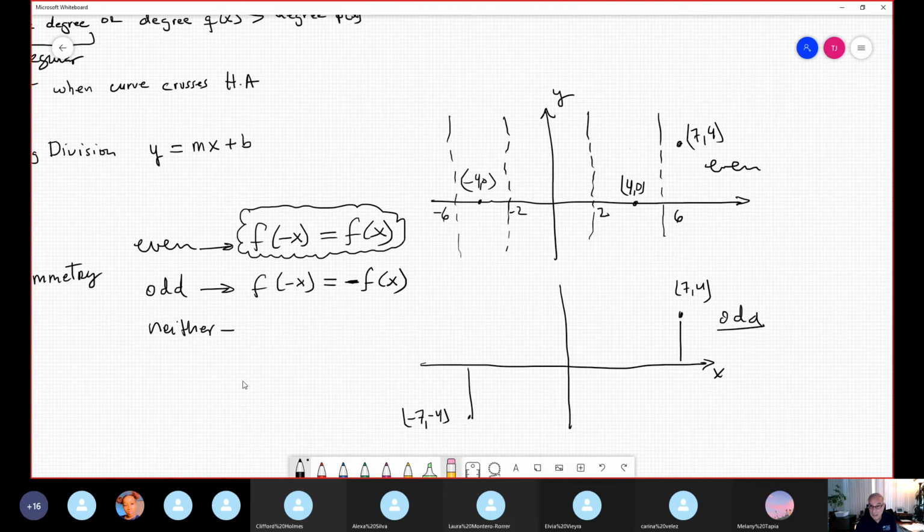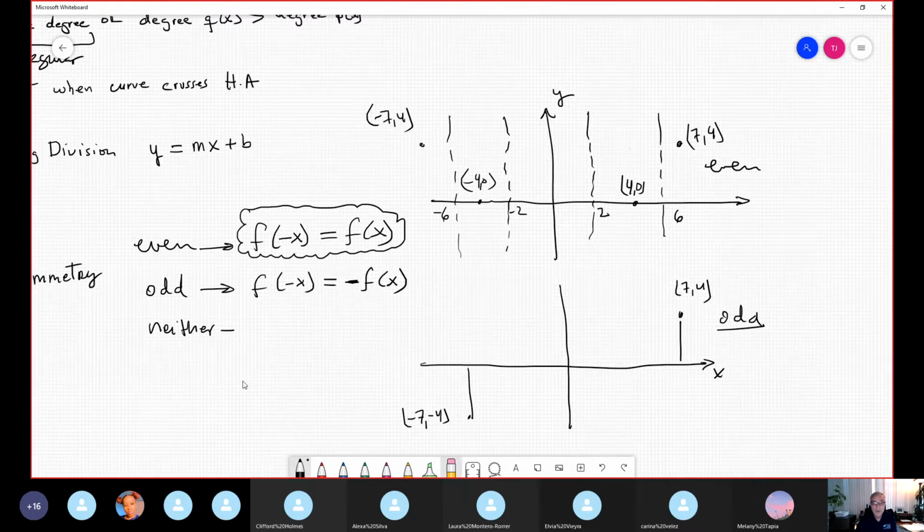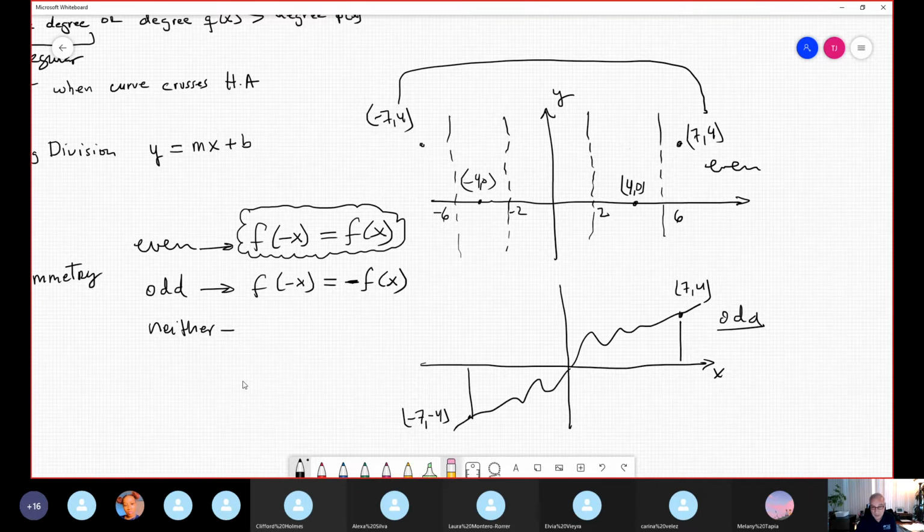Suppose that (7,4) is the point. In the even case the point is (-7,4). So the y value stays the same, doesn't change, completely symmetric. In this case, opposite sign. It's the same value, but opposite sign. Suppose you are doing the graph like that, the other graph is like that. It's completely the image, but in the other direction. It's symmetry with respect to the origin. In this case, symmetry with respect to the y-axis. Do you understand the importance of the symmetry?